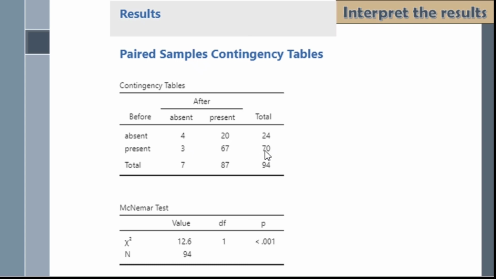From the 70 students who were present before, 3 of them were still absent, and 67 of them were still present. If we look at the other side of the table, from 24 students, only 7 were absent, and from 70 students, 87 were now present after conducting the intervention. If looking at this table confuses you, you may have other options by getting the frequencies. Just click the descriptives in the exploration tab and check the frequency tables. Now for the McNemar test results, always look at the p-value, which should be less than 0.05 for it to be significant.